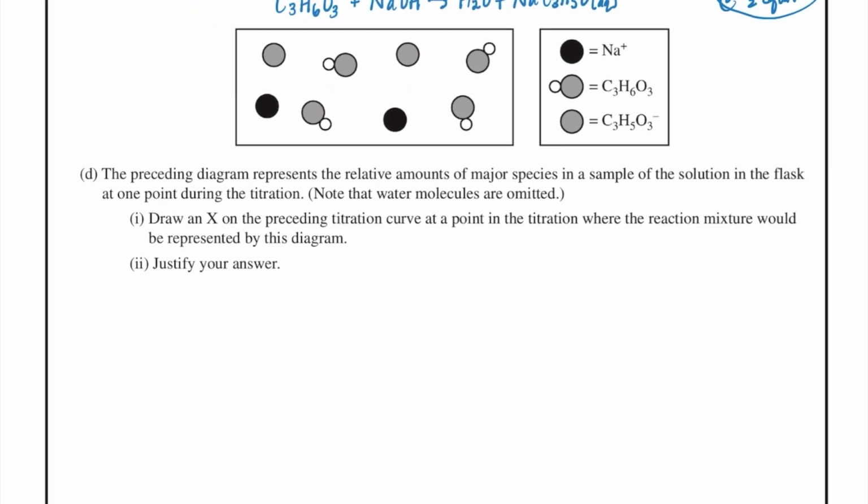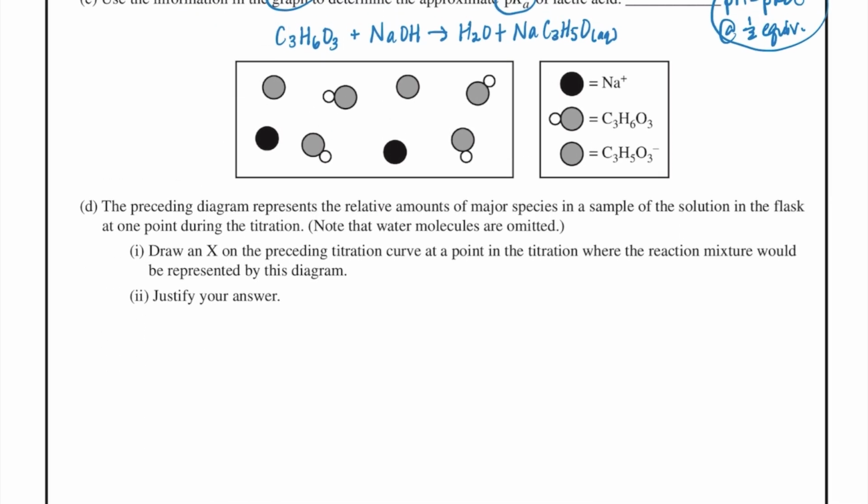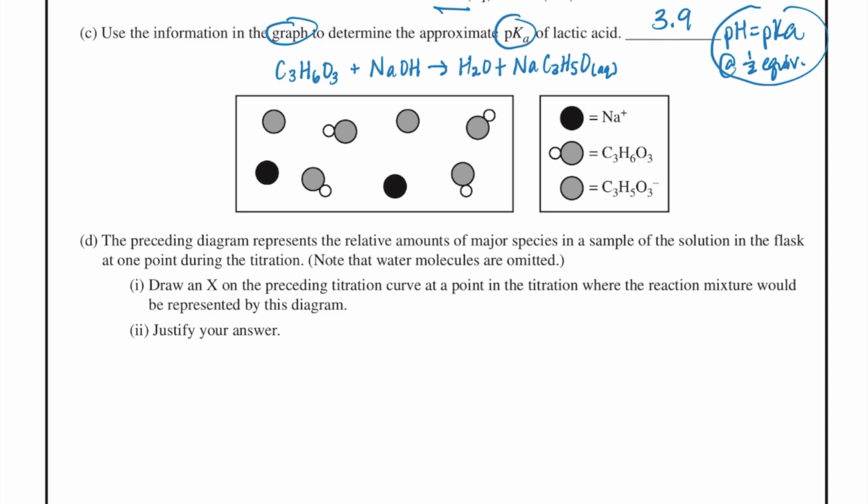Now, in the next question, I'm given a little molecular model and a diagram, and I wrote the chemical equation on top just so we could visualize it again. This molecular model shows us what's going on in the titration, and we have to figure out where we are in the titration and put an X on the titration curve where you think all of this occurs.